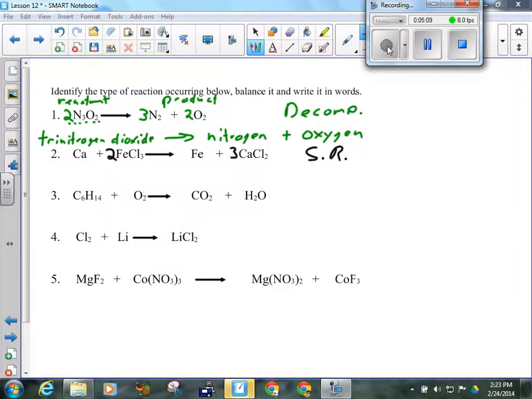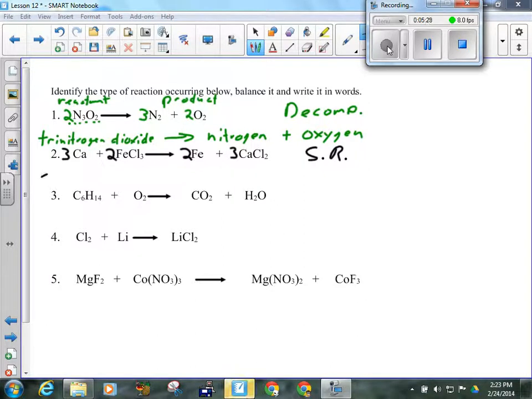Well, it gave me how many iron? 2. So what needs to go in front of the iron on the product side? 2. Okay, and on this side I wrote a 3 in front of the calcium. That means I need to have 3 in front of the calcium on the reactant side. All right, then we're done balancing.